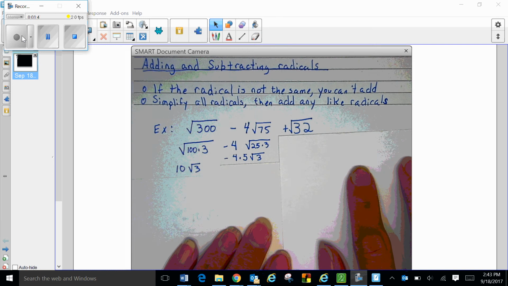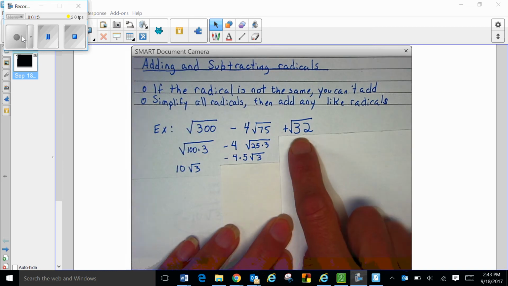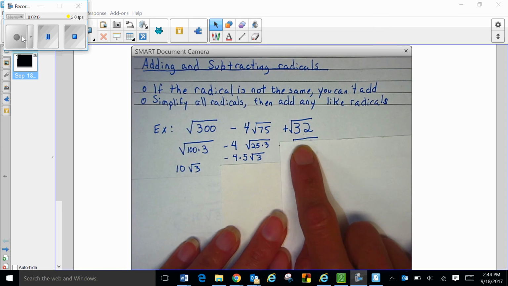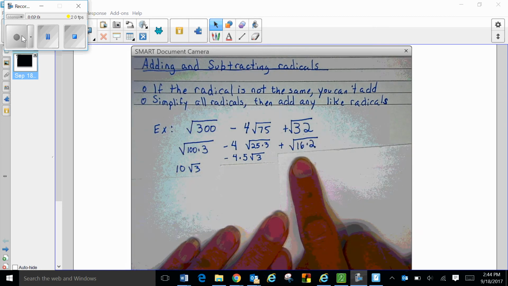Finally, we're going to look at the last piece, the square root of 32. We look down our list of perfect squares. 32 is divisible by 16. 16 times 2 equals 32. So we'll rewrite that one. Then when we square root 16, we get 4. And we leave behind the square root of 2.